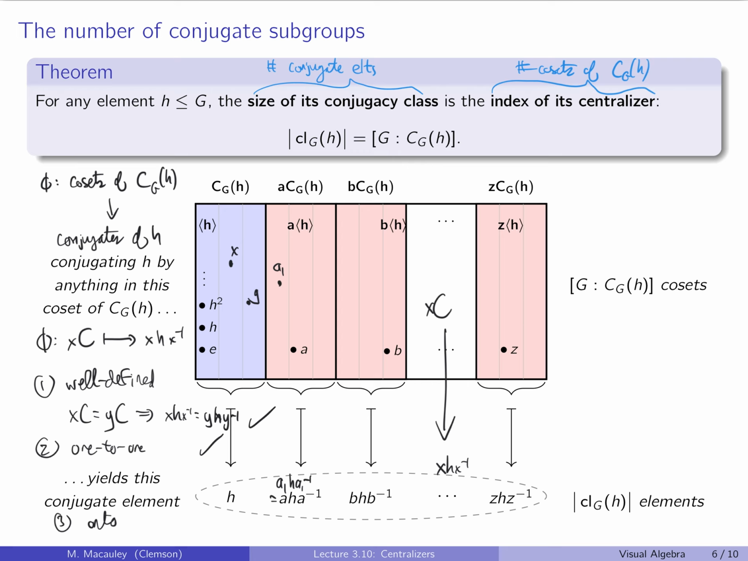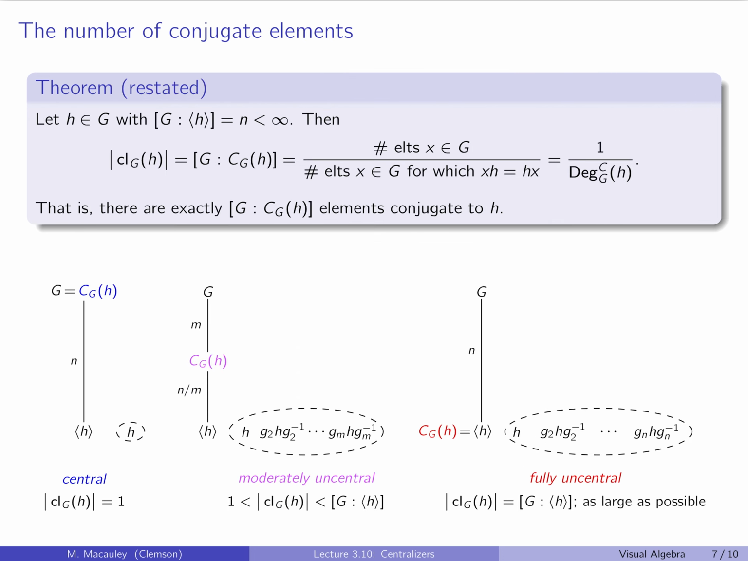It's good practice. Here's a restatement of the theorem from the previous slide, but I want to speak of proportions of cosets, which are fractions. So I want to assume that h generates a cyclic subgroup of finite index in G. So the size of the conjugacy class of h is the number of cosets of the centralizer, which is just the total number of elements in the group divided by the number of elements that commute with h, which is 1 over the degree of centrality of h.